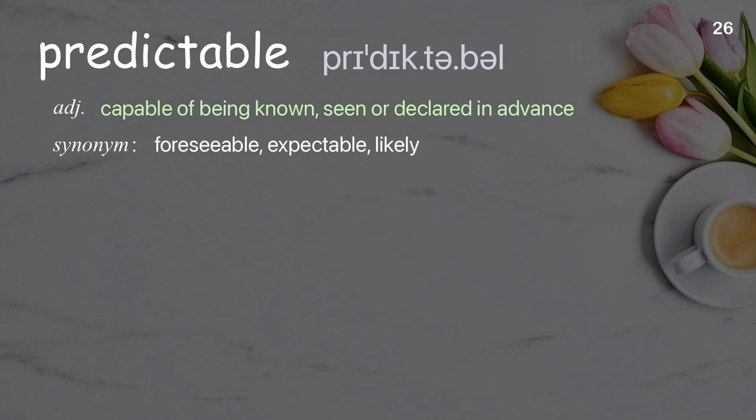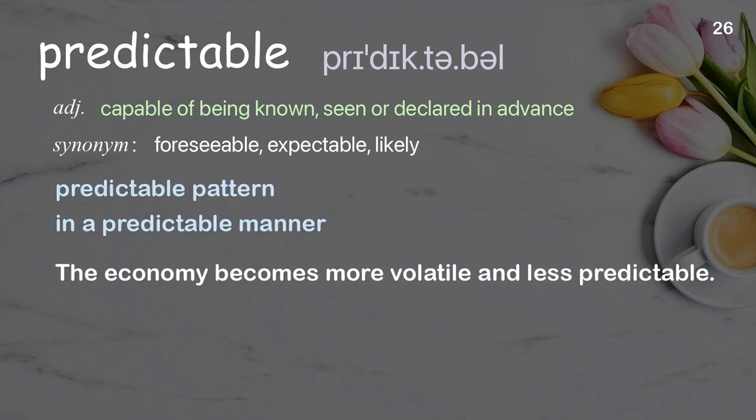Predictable. Capable of being known, seen, or declared in advance. Examples: predictable pattern, in a predictable manner. The economy becomes more volatile and less predictable.